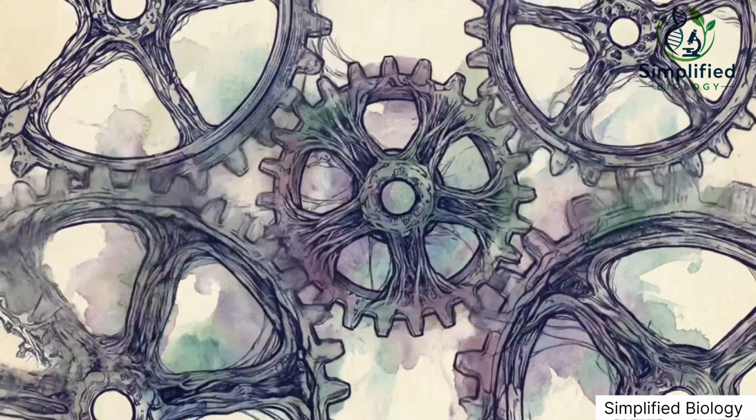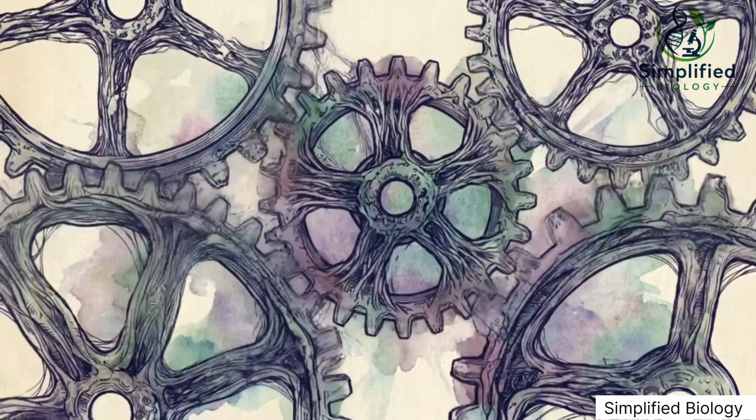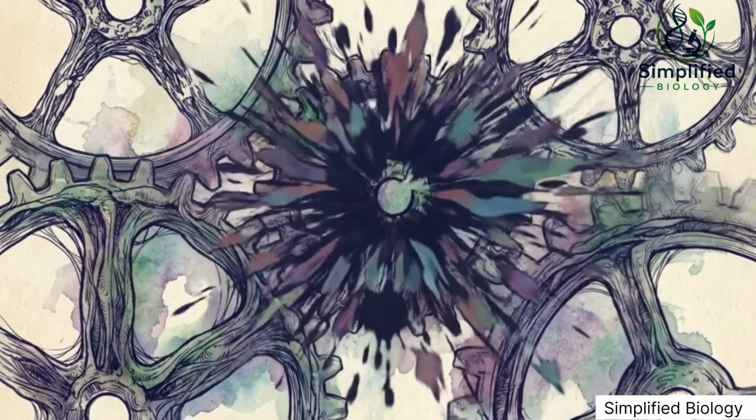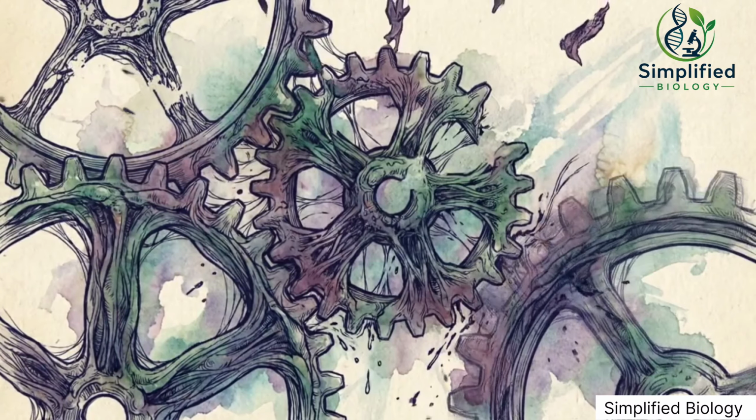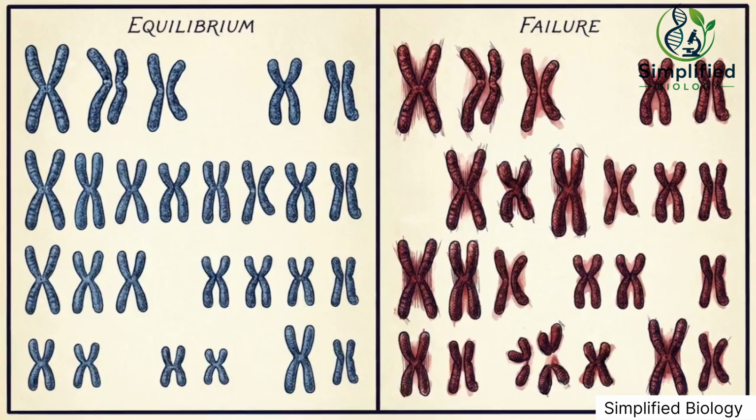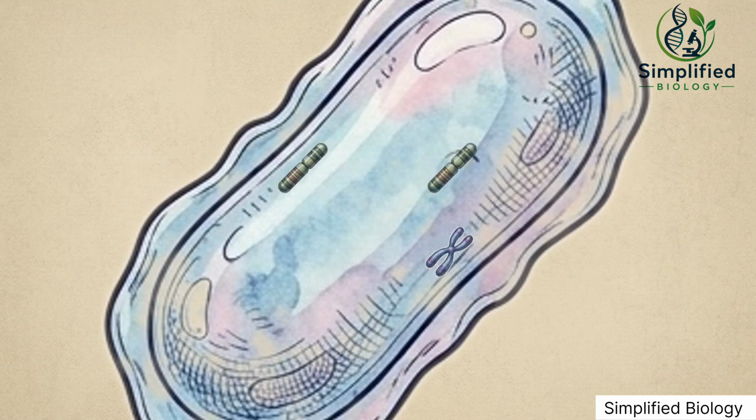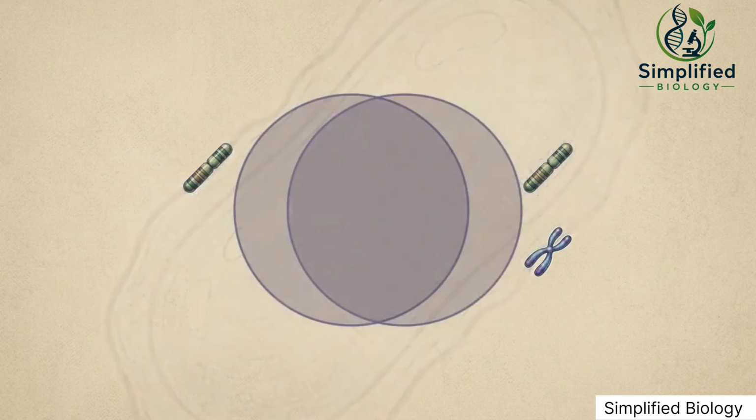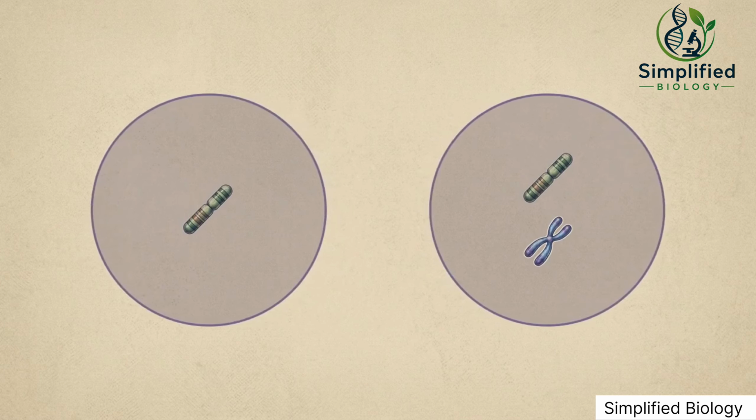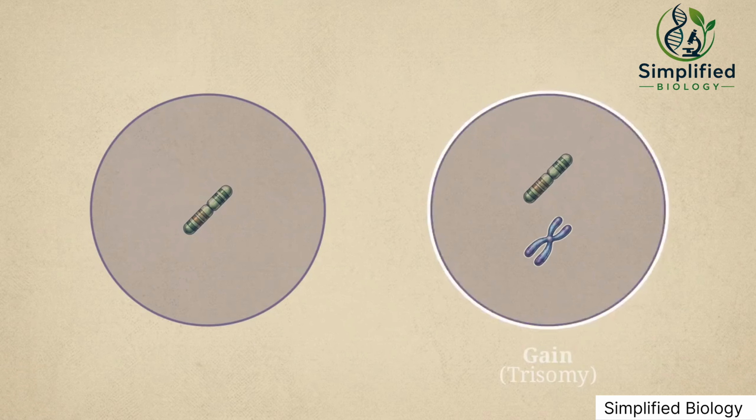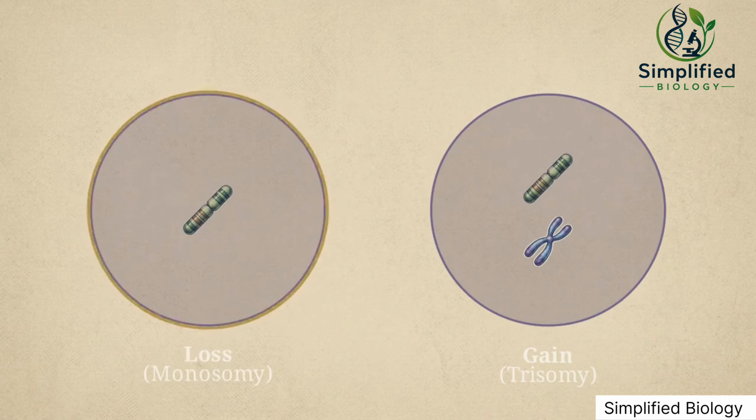A slight stall, a complete failure to separate, or a missed microscopic cue in this rapidly moving mechanical engine is the direct cause of the chromosomal syndromes we see in human biology. During cell division, a pair of chromatids fails to separate, pulling both units to the same side. The mathematical consequence is aneuploidy, resulting directly in the gain of an extra chromosome in one daughter cell or the loss of a chromosome in the other.